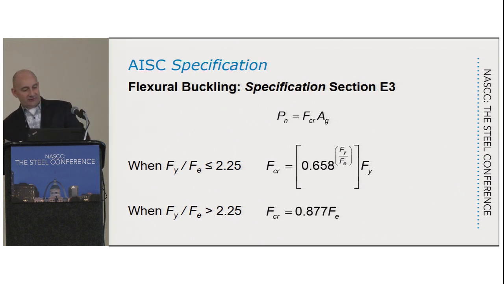So we've got a critical stress times the gross area, and this top equation up here, or the middle one, is going to be your inelastic buckling stress. And if you're in the elastic range, you'll use this equation, and you'll notice that both of these have the variable F sub E in it.